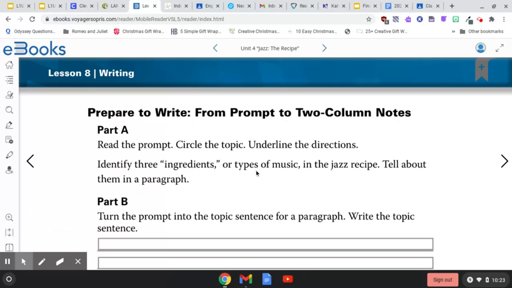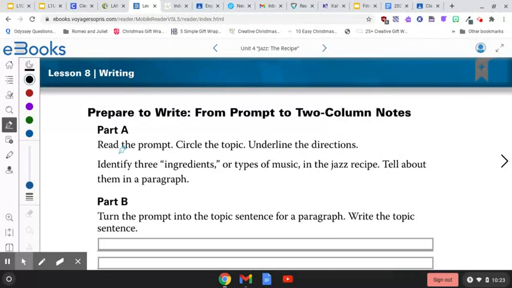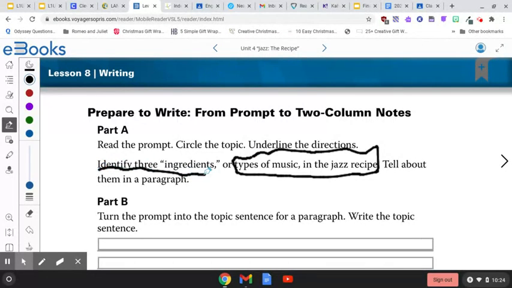Identify 3 ingredients or types of music in the jazz recipe. Tell about them in a paragraph. So if you look at the instructions above that, we are going to circle the topic, and that's types of music in a jazz recipe. And then we're going to underline the directions, and that's identify 3 ingredients and then tell about them in a paragraph.